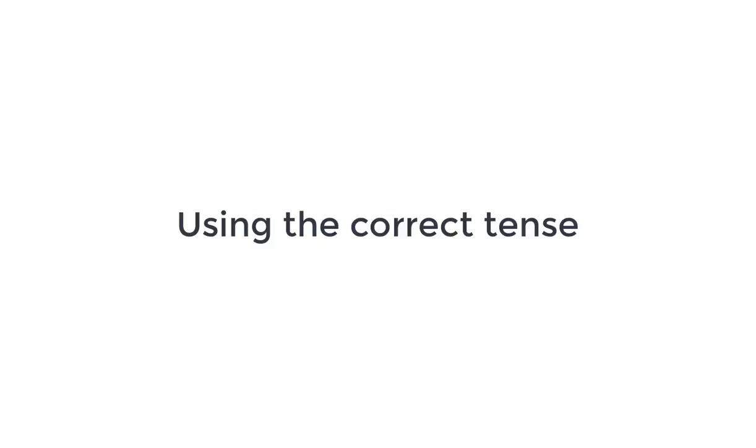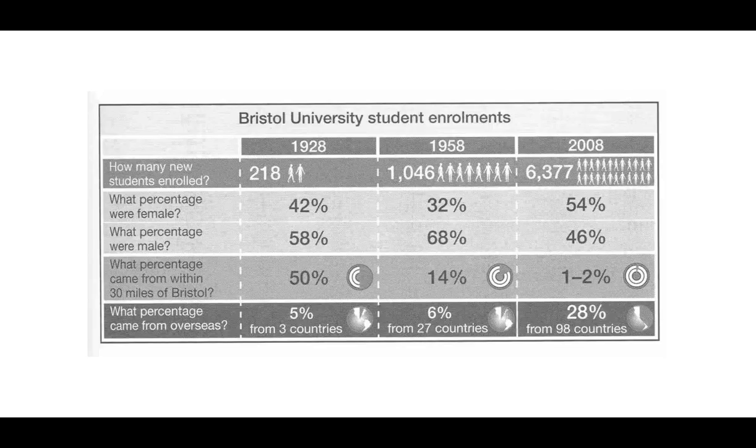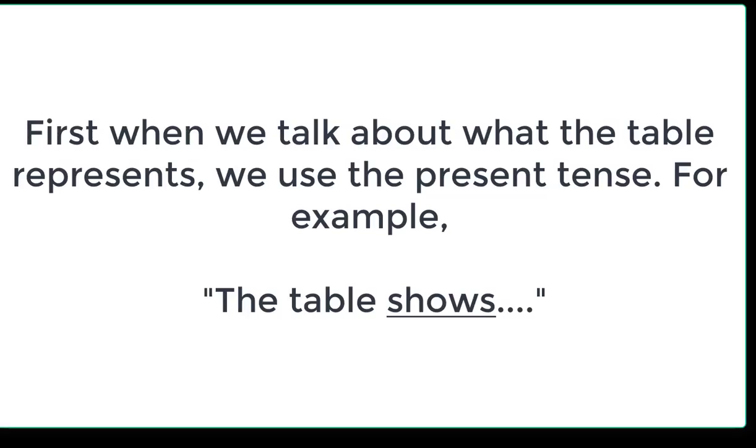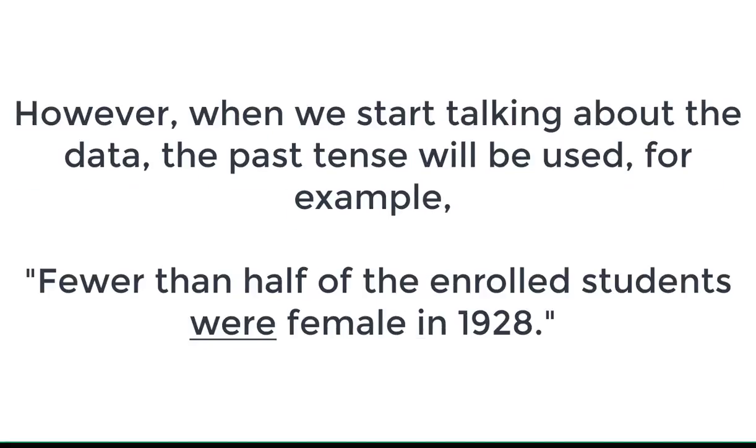Now, when writing, it's important to use the right tenses at the right time. In this example, we will use 2 tenses. First, when we talk about what the table represents, we'll use the present tense, such as the table shows. However, when we start talking about the data, the past tense will be used. For example, fewer than half of the enrolled students were female in 1928.